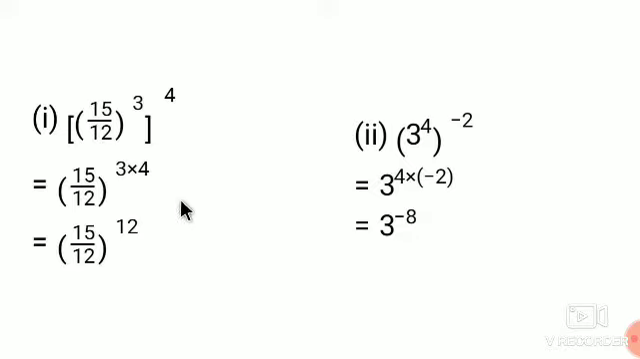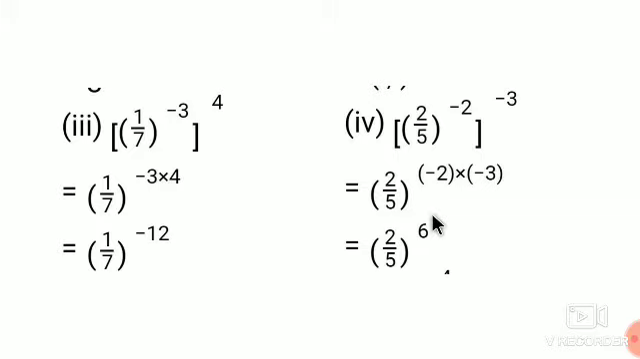See the examples of it. 15 upon 12 whole raised to the power 3 whole raised to the power 4. So 15 upon 12, this is the base and these are the two indices. Multiply it. 3 into 4 is 12. So 15 upon 12 raised to the power 12. One more example. 3 raised to 4 whole raised to the power minus 2. So 3 raised to 4 multiplied by minus 2 is equal to 4 2s are 8 and minus sign will come.